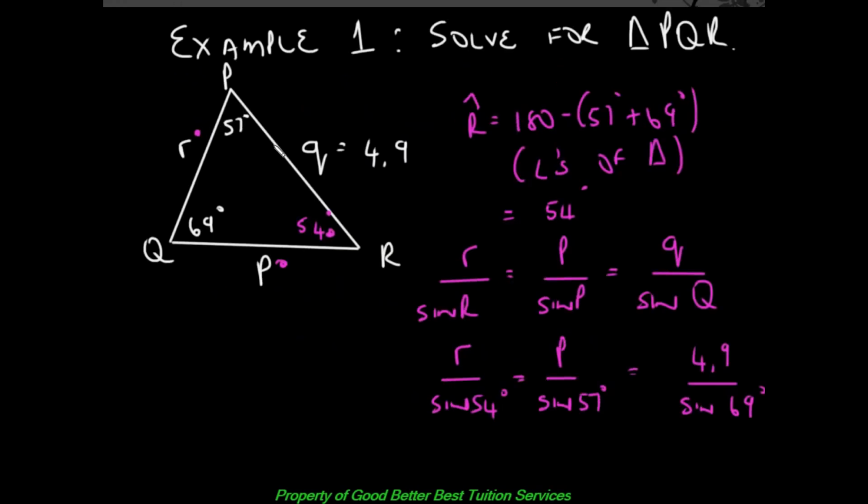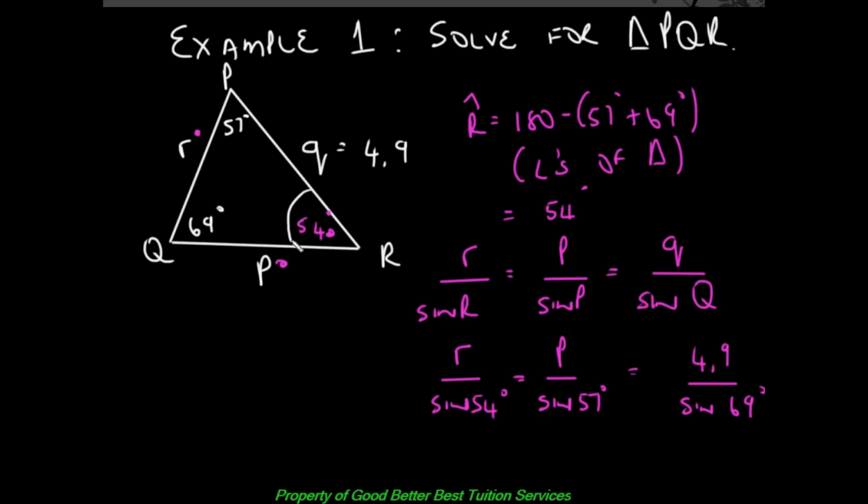Let's look at this example. In this example, we need to solve for the triangle PQR, which means that we must find all the angles and all the sides. We are given P is equal to 57 degrees and we are given Q is equal to 69 degrees. We need to find R. So three angles of a triangle, that makes it easy. We say 180 degrees minus (57 plus 69), that gives me 54 degrees. So that angle is 54 degrees.